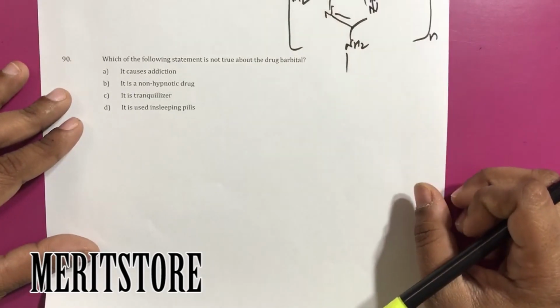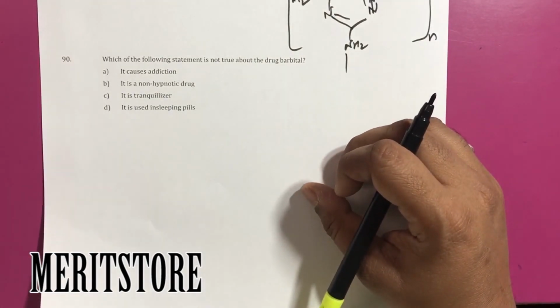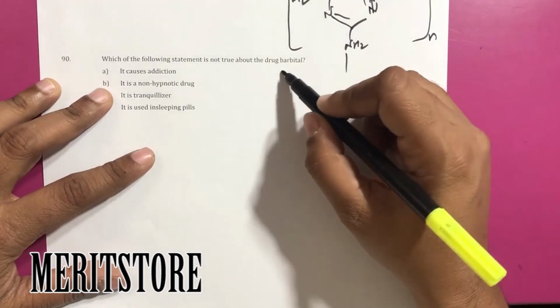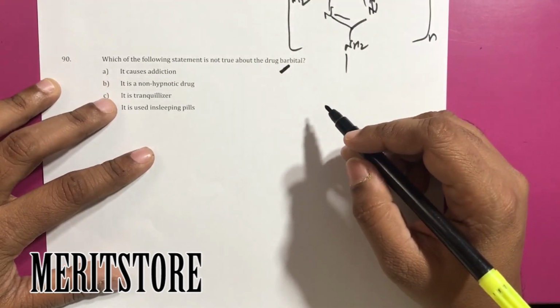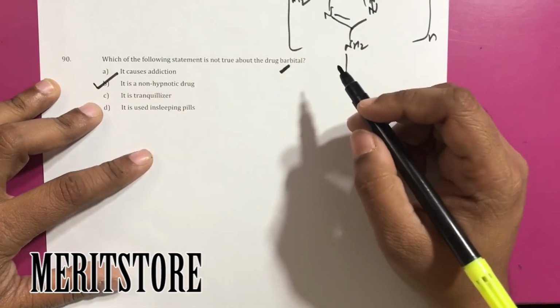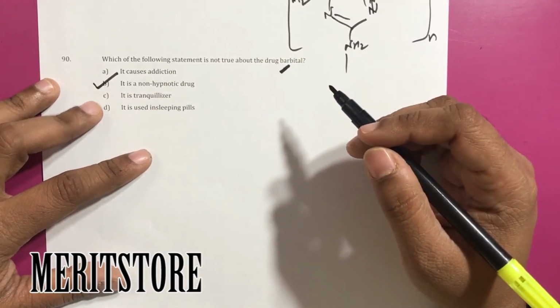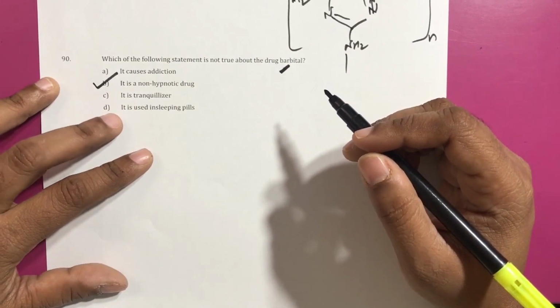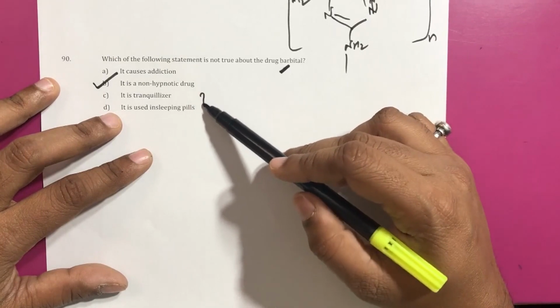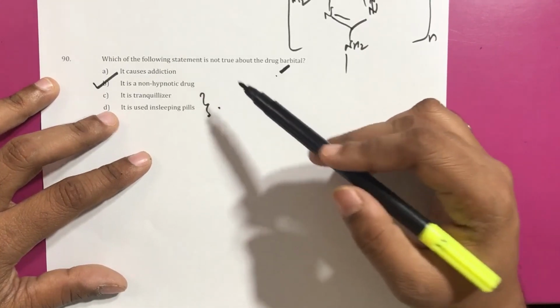Question number 90. Which of the following statement is not true about the drug barbital? It causes the addiction. It definitely causes the addiction. It is non-hypnotic. This is absolutely not correct because this is hypnotic reagent. It is tranquilizer, yes, and it is the sleeping pills. This all creates the hypnotic effect. Therefore, option B.